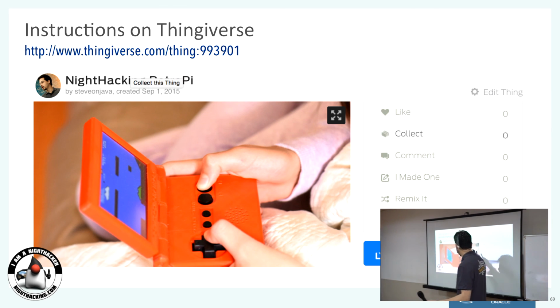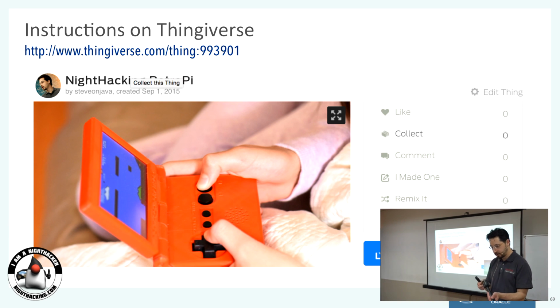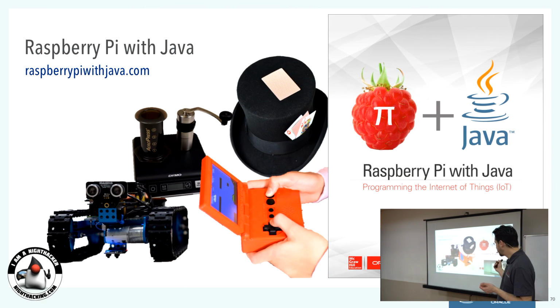Okay, so this is the Thingiverse project, which has all the details in it. So you can go here and you can print it or see the hardware list. This also is one of the projects from the book I just wrote, Raspberry Pi with Java: Programming the Internet of Things.